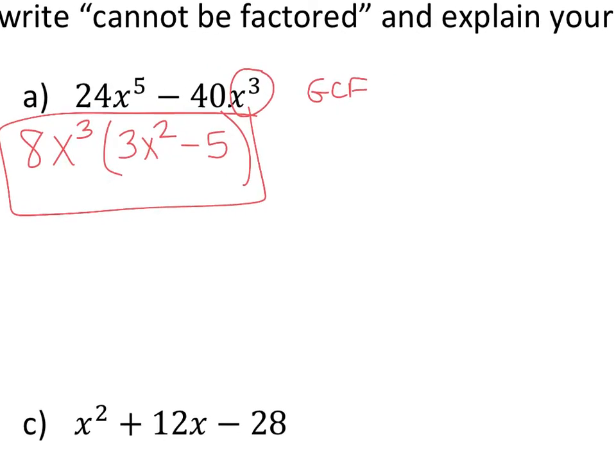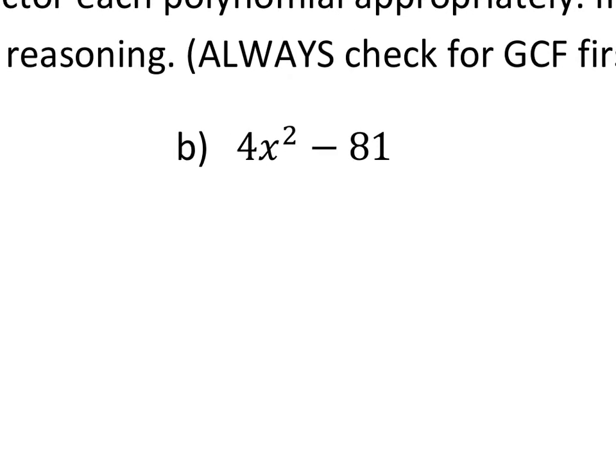Letter B. Okay, I always check for GCF. I have an x squared, but no x term over here. I have a 4 and an 81. My factors of 4 are 1, 2, and 4. Neither 2 nor 4 go into 81, so I cannot use GCF. I have a binomial, which means I should be checking for DOTS.